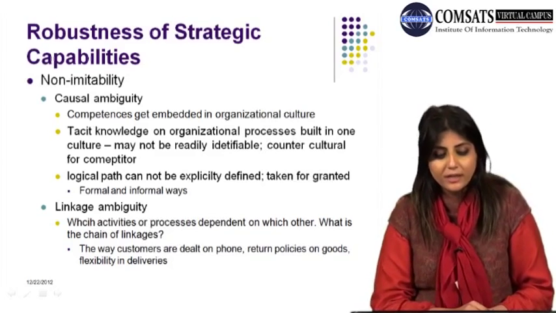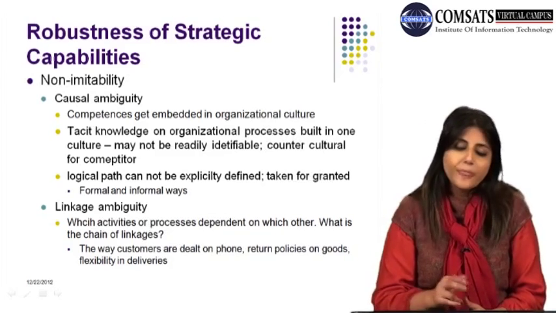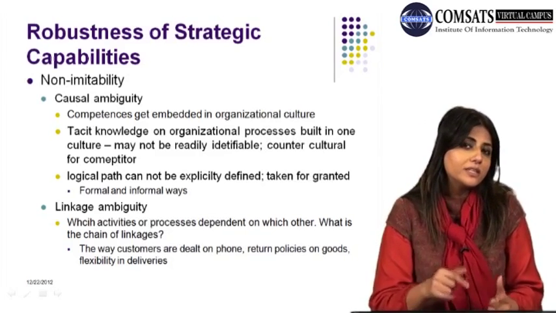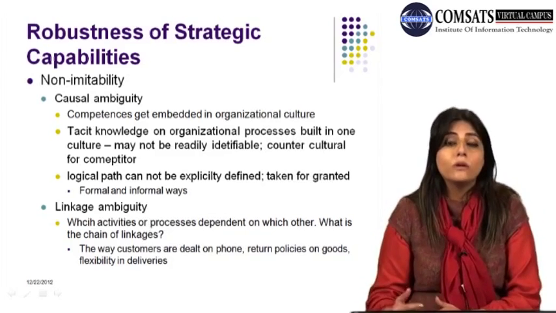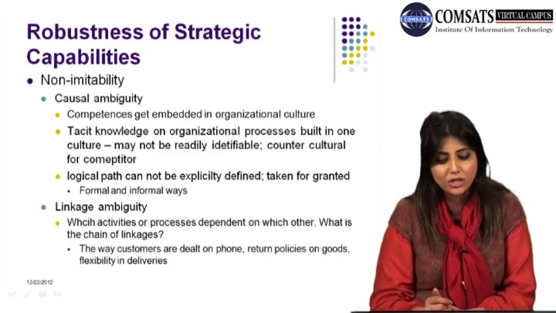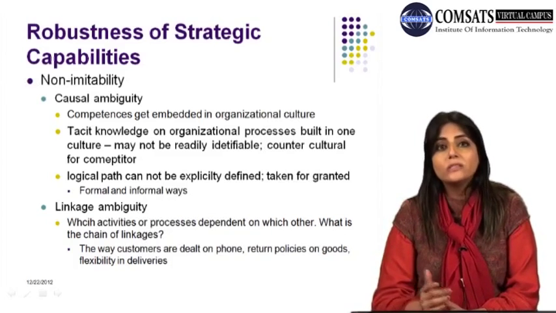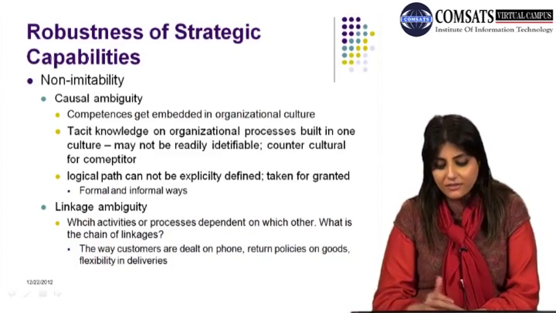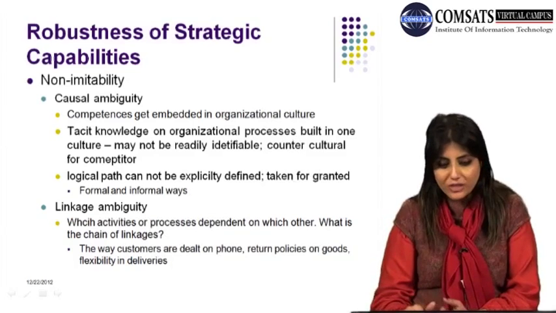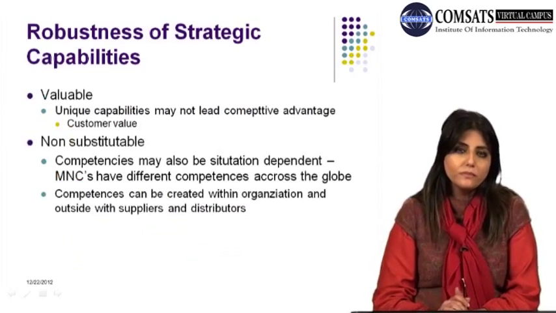Then the linkage ambiguity, as I partly explained earlier, is that it's difficult to identify which activities and which processes are linked to whom, which one is performed when, right? What is the chain of that linkage? So the way customers are dealt with on the phone, for example, return policies on goods, the flexibility in deliveries, etc. They are examples of this type of ambiguity, the linkage ambiguity.